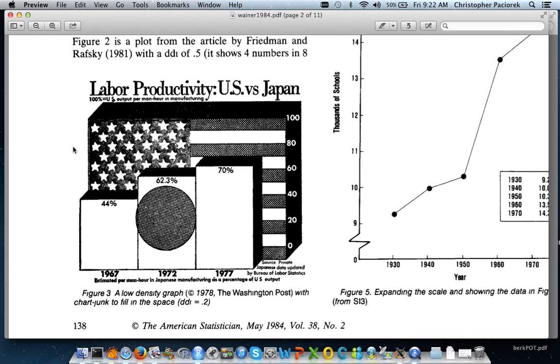So this is what some people who work with graphics a lot call chart junk, because there's just a lot of crap in there that has nothing to do with actually representing the information. Any other questions or comments about that one?